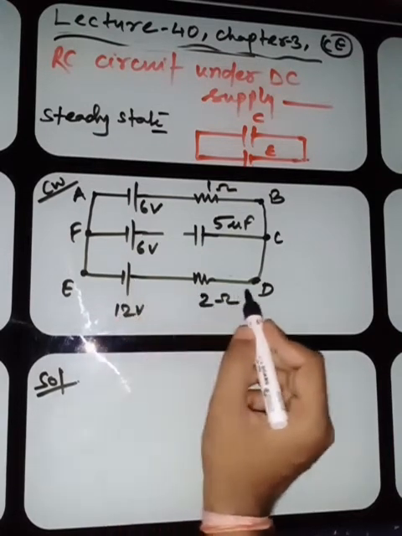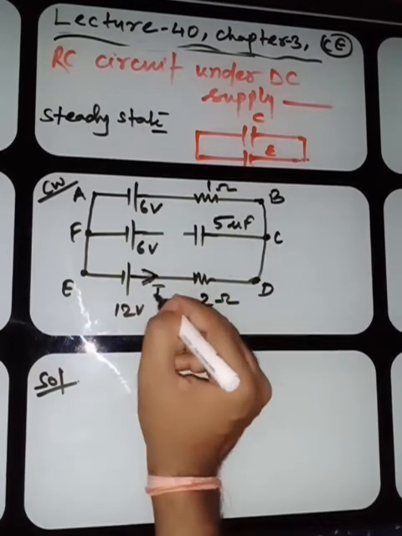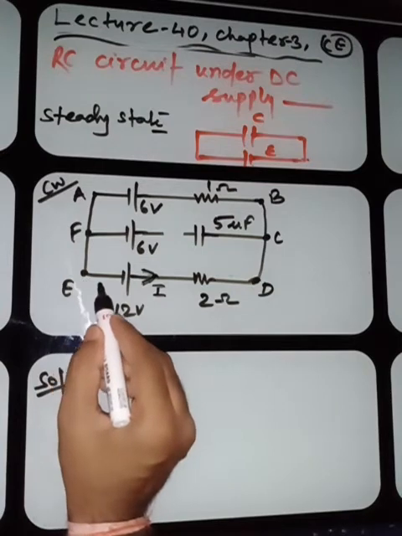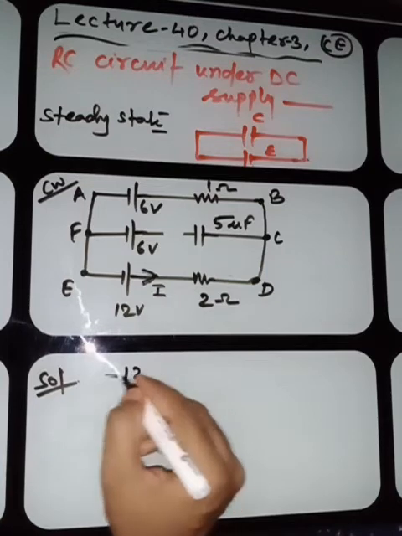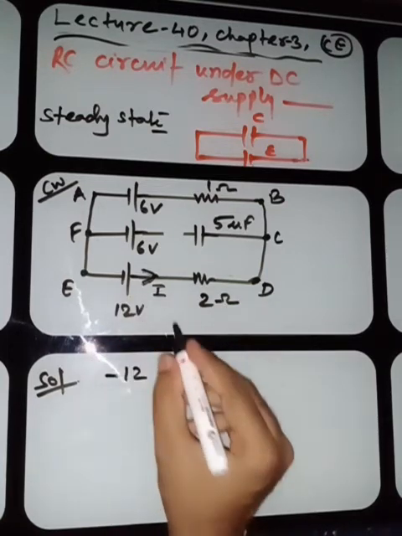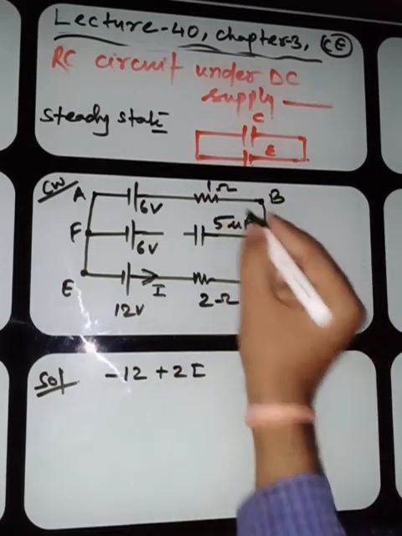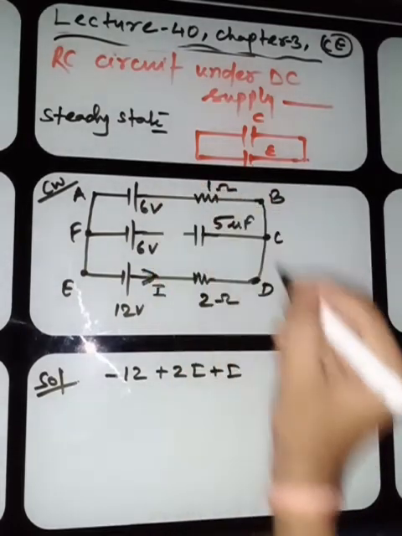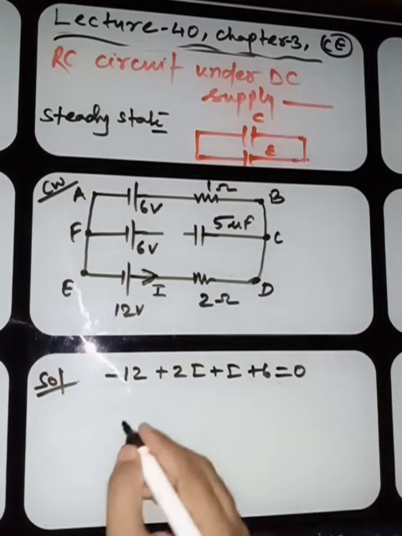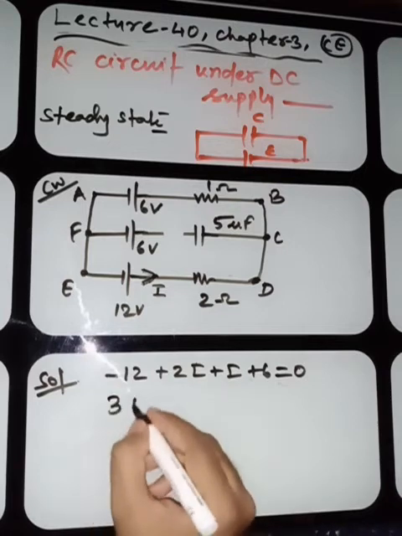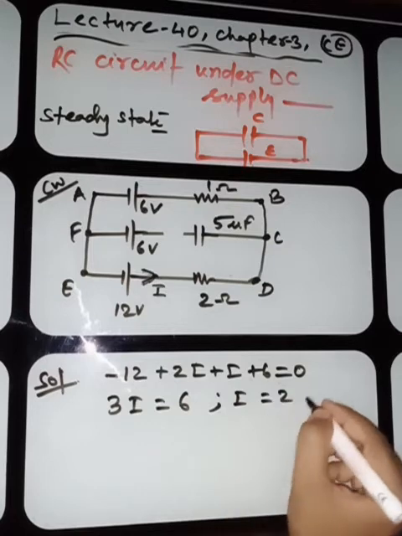Start moving from here. Moving with current I, we meet the negative terminal, so minus 12. Now with the current, plus 2I plus I plus 6, and we come back to the same point, it is 0. Now you will calculate: 3I equals 6, so I equals 2 ampere.